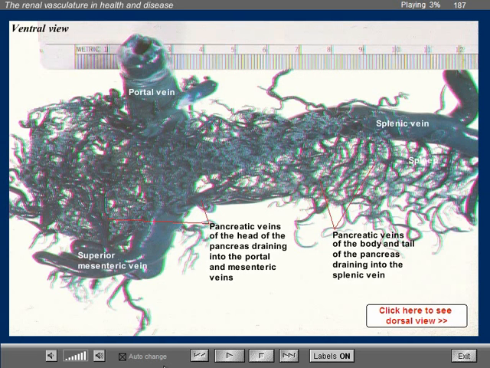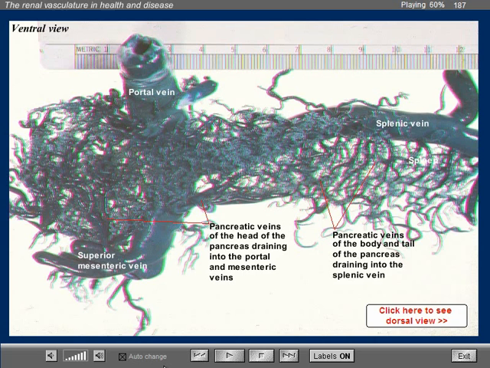In another cadaver, we selectively casted the veins of the pancreas. The ventral and dorsal view of the body, head, and tail of the pancreas are illustrated. Note the large portal vein receiving the splenic and mesenteric veins. Note that the veins of the head of the pancreas drain into the portal vein and also some into the superior mesenteric vein. Note also that running along the upper edge of the body and tail is the splenic vein.